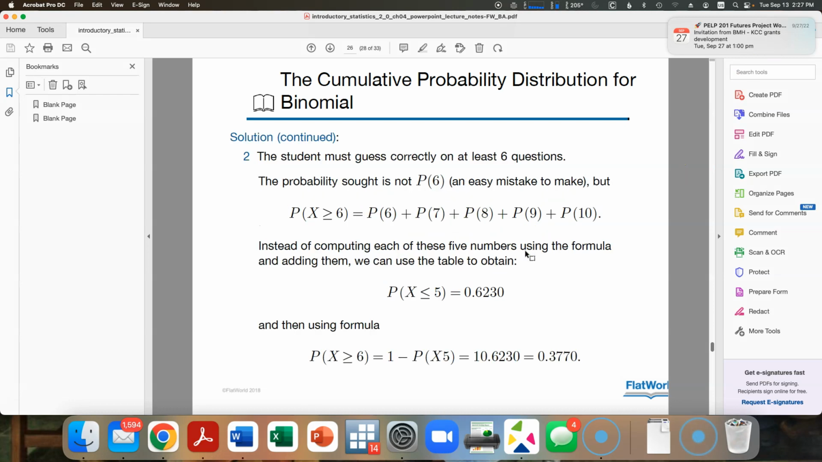Then, if we need to get at least 6 correct, so that would mean 6 or greater, well then it changes things a little bit. So that would mean that we need to take the probability for 6, 7, 8, 9, and 10.